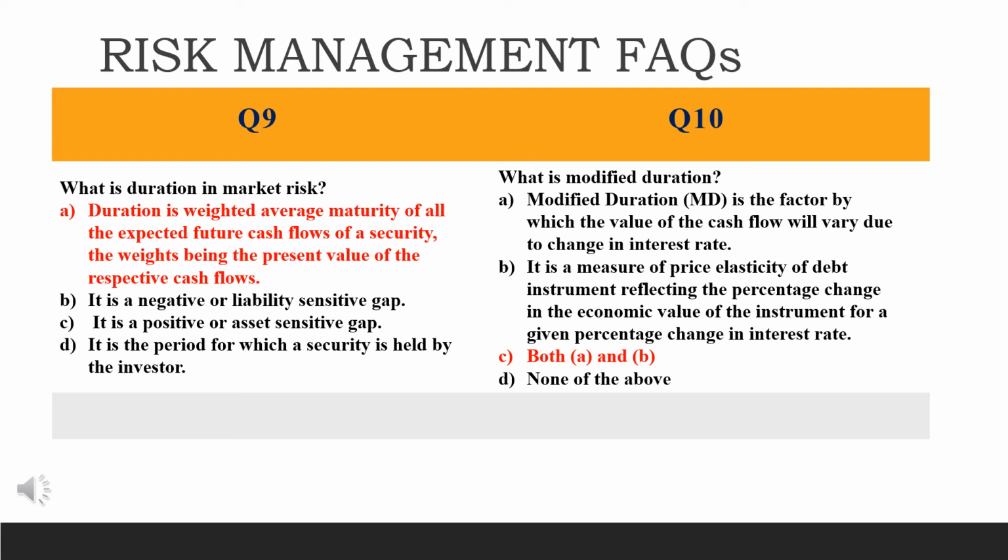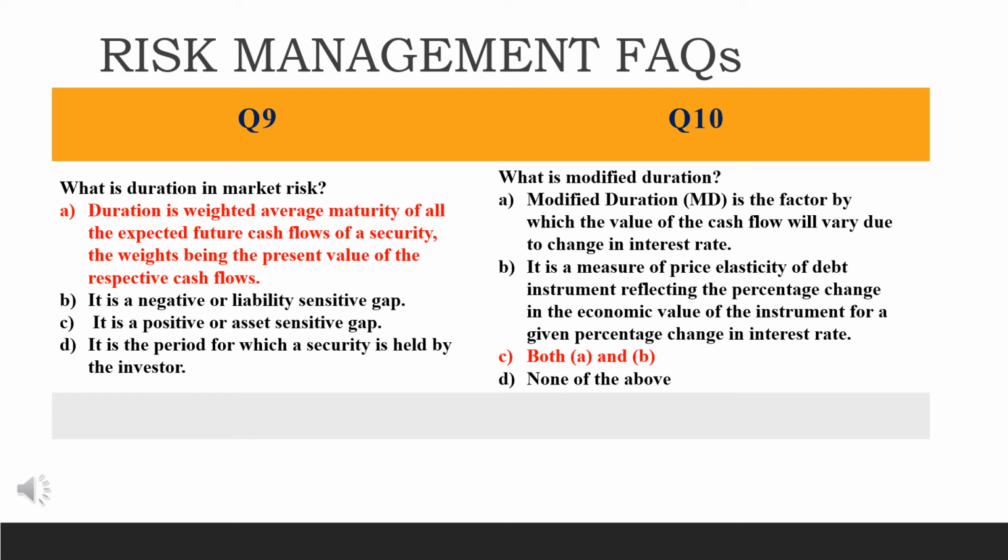Let us take an example of a 3-year bond for rupees 10,000, which pays interest, let's say, 100 rupees after 1 year, 100 rupees after 2 years, and 100 rupees plus the principal, that is rupees 10,000, after 3 years.